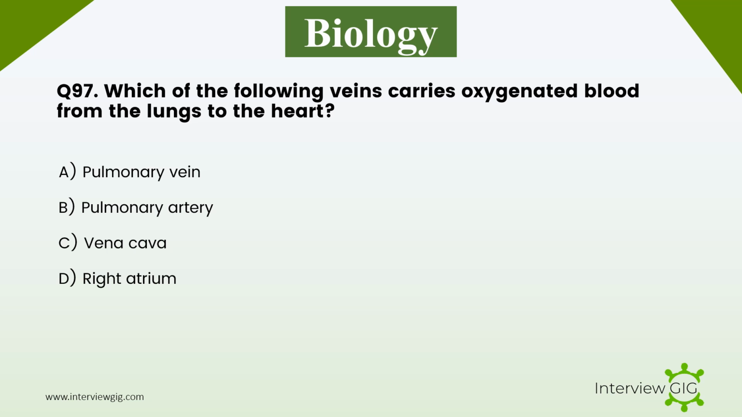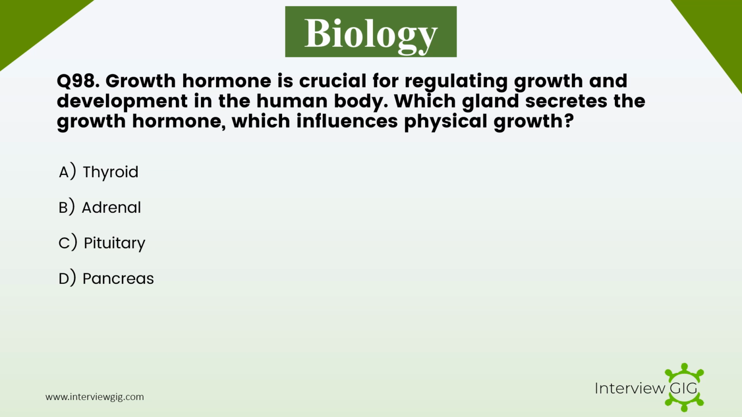Which of the following veins carries oxygenated blood from the lungs to the heart? A. Pulmonary vein. B. Pulmonary artery. C. Vena cava. D. Right atrium. Answer A. Pulmonary vein. Next question. Growth hormone is crucial for regulating growth and development in the human body.